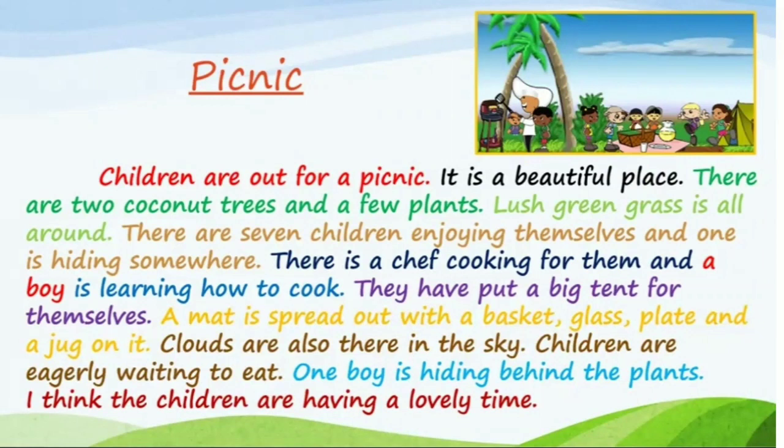Children are out for a picnic. It is a beautiful place. There are 2 coconut trees and a few plants. Lush green grass is all around. There are 7 children enjoying themselves, and one is hiding somewhere. There is a chef cooking for them, and a boy is learning how to cook.